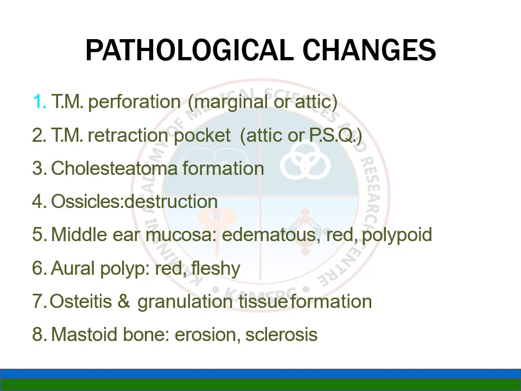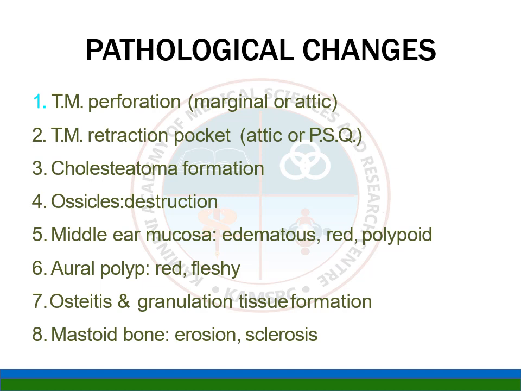So what are the pathological changes you note in unsafe CSOM? In simple words, if you see any of these, you should label it as unsafe CSOM. One is a marginal or attic perforation. In a case of tubotympanic disease, it is a central perforation, right? But in a case of unsafe CSOM or squamous CSOM, or you can call it atticoantral disease, if you see a marginal perforation or an attic perforation, it is labeled as unsafe.